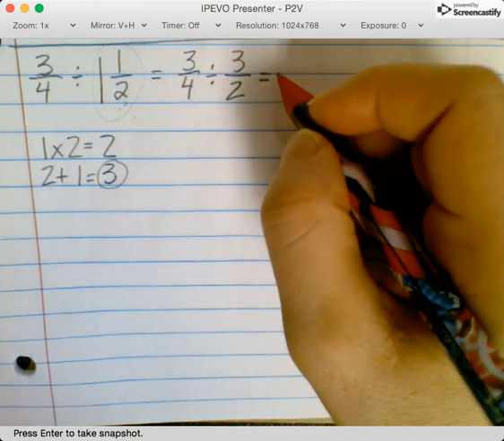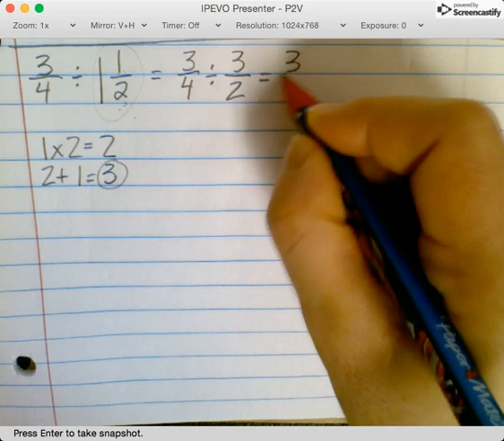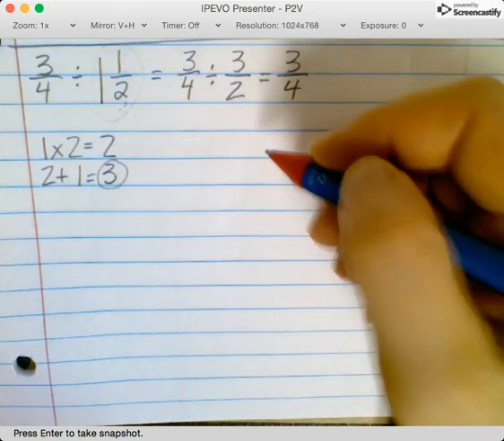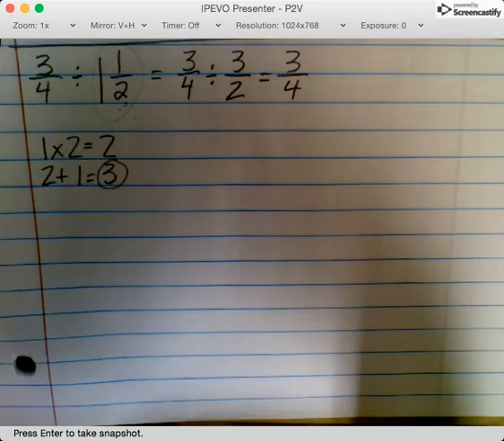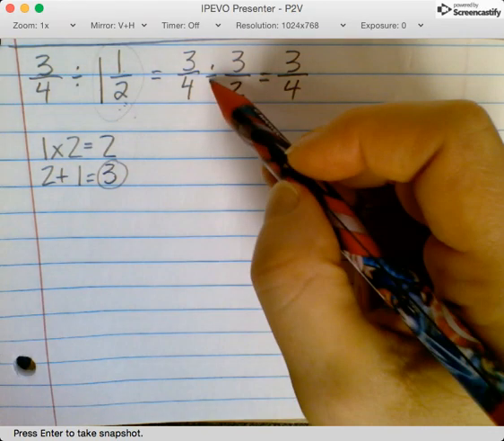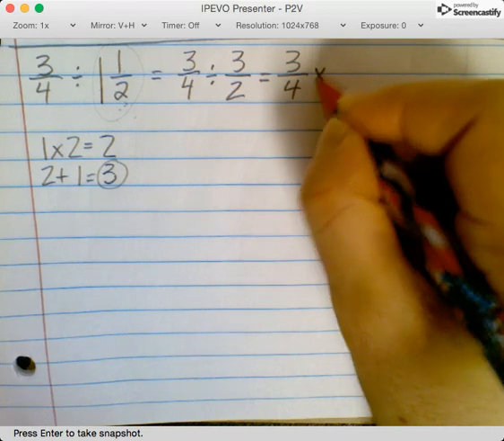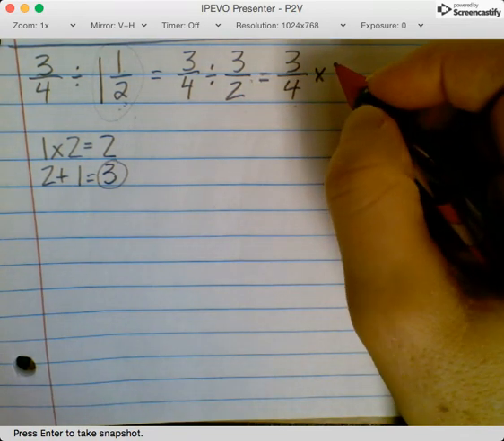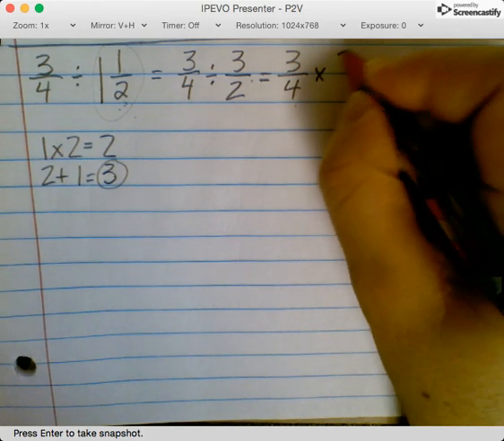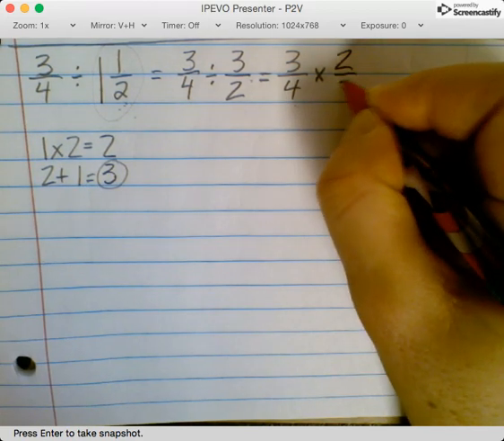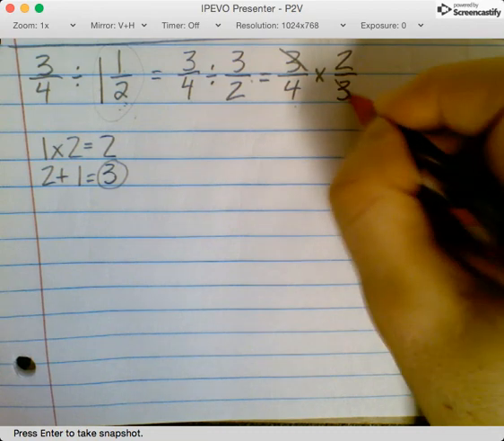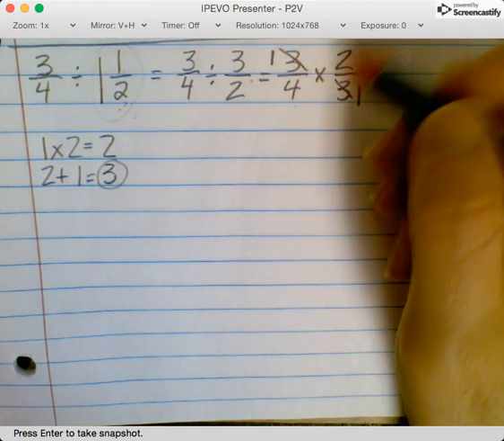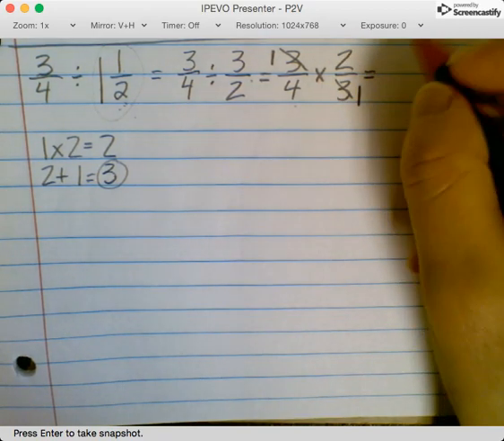So now that I have that, I change this just like I would if I were doing a regular fraction. So instead of division, I change it to multiplication, and I use the reciprocal or the multiplicative inverse. And my 3/2 becomes 2/3. My 3's can cancel each other out. Using simplification, 3 divided by 3 is 1 on both of those.